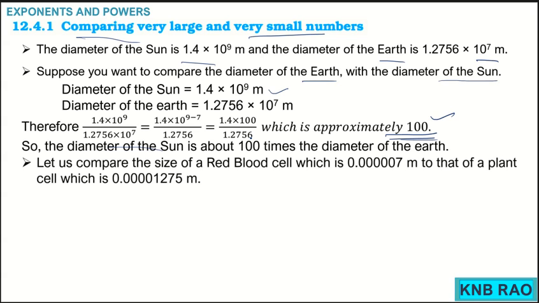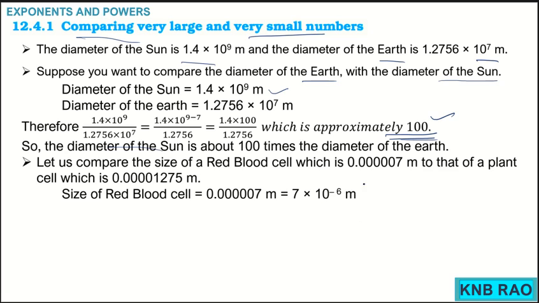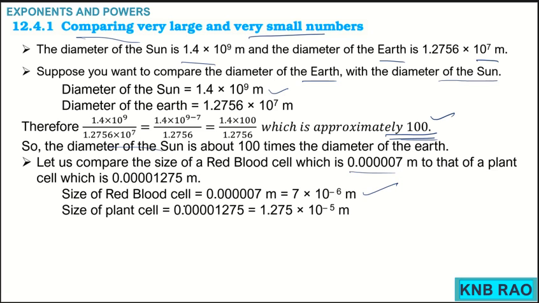Now let us compare the size of a red blood cell, which is 0.507 meter, to that of a plant cell, which is 0.401275 meter. First we will write them in standard form. You know, 0.507 meter is written as 7 into 10 power minus 6 meter, and the plant cell is 1.275 into 10 power minus 5 meter.